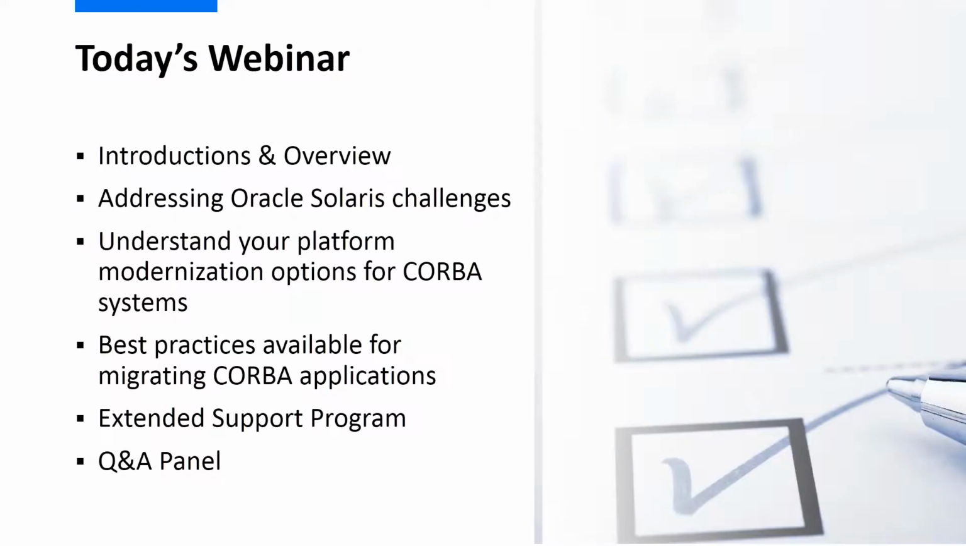Here's a closer look at today's webinar topics. We'll start with some of the challenges around Oracle Solaris. We'll take a closer look at some of the platform modernization options you have for your CORBA systems today. We'll then move into some of the best practices available for moving existing systems to Linux. As I mentioned, John will take a closer look at our extended support programs and how you can take advantage of those offerings. And then, of course, we're looking forward to taking your questions during our Q&A panel. So let's jump into today's content.